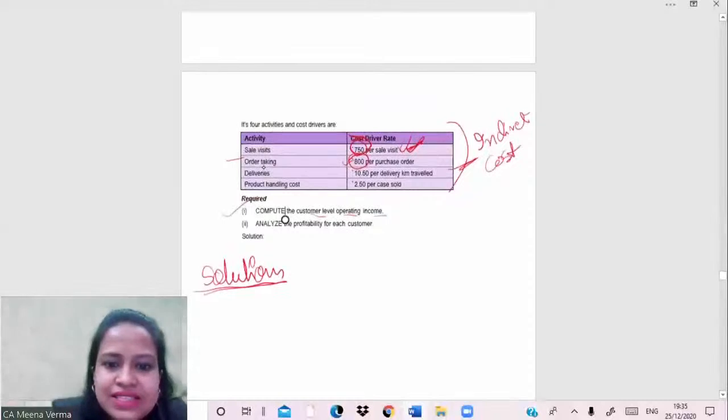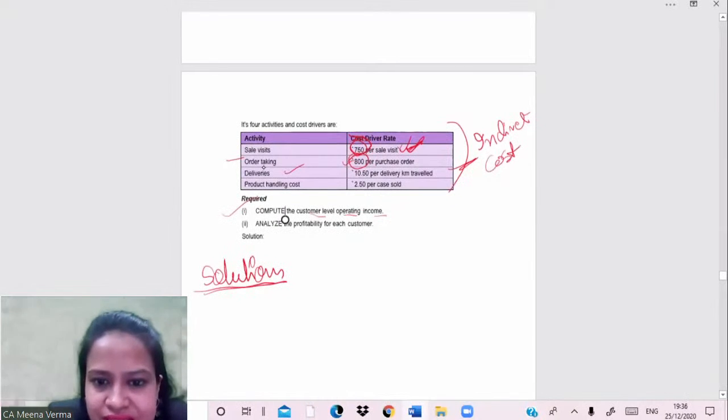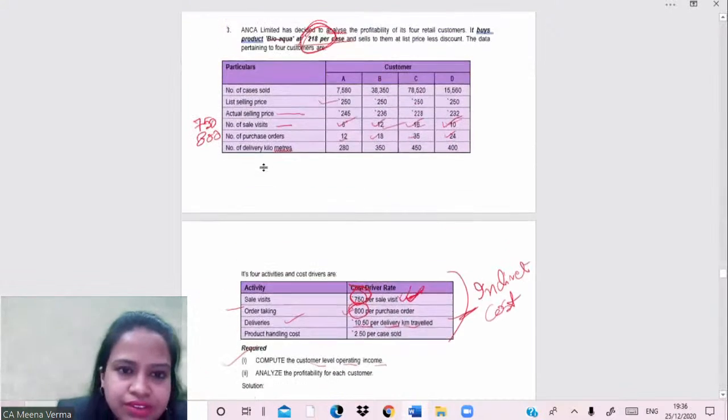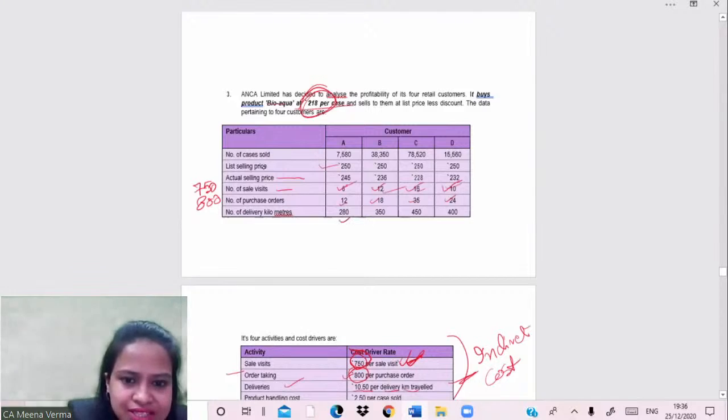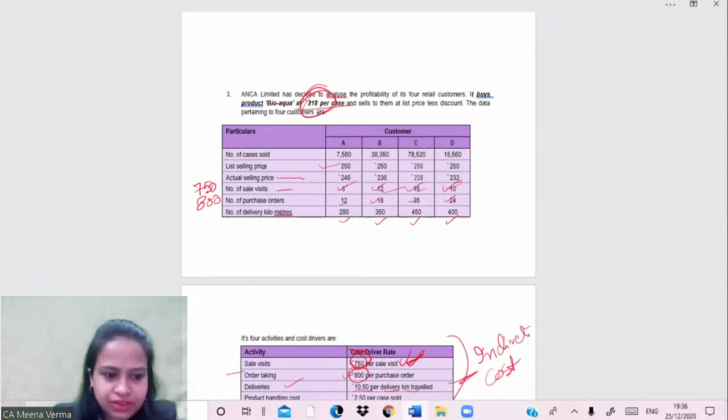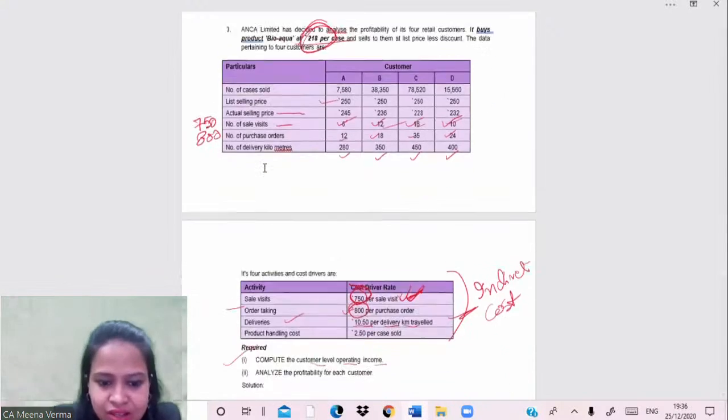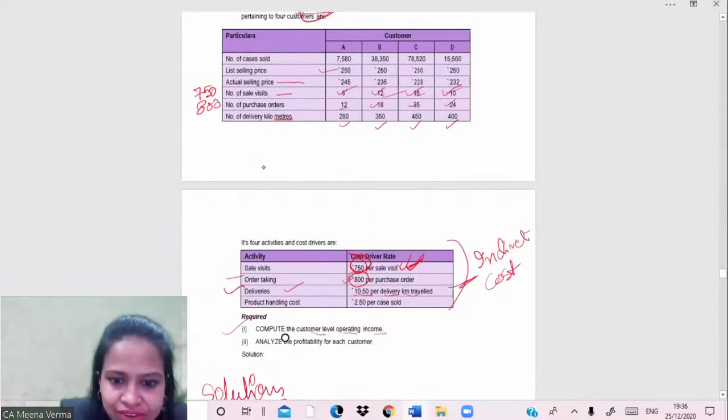Right? Next is deliveries cost. What is this? 10.50 per delivery kilometer traveled. Okay, the number of delivery kilometers is given for each customer here. So we have to calculate this delivery cost.